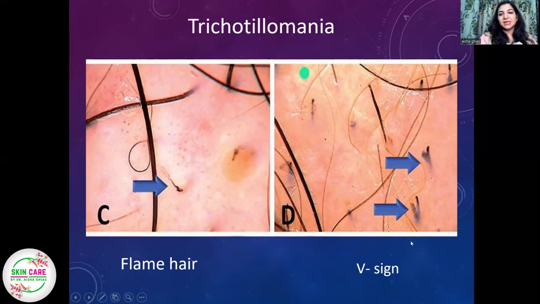Okay, the V sign. V sign is when the two hairs are broken. The two hairs were actually coming out from the same hair follicle, and then two of them get broken closer to the scalp. This gives you a V sign. So V sign is also diagnostic for trichotillomania.